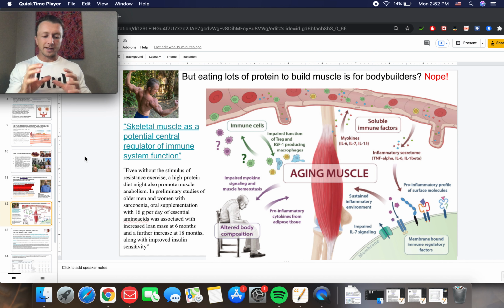Now we can see the pathology in someone with an aging sarcopenic muscle. Their response to such illnesses as COVID is likely going to be altered. So these patients with sarcopenia potentially or theoretically could be more at risk for adverse outcomes in COVID disease.